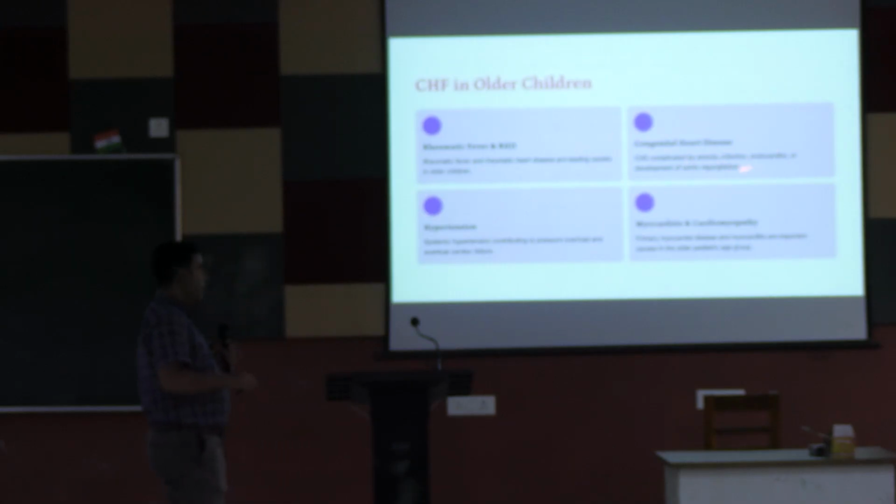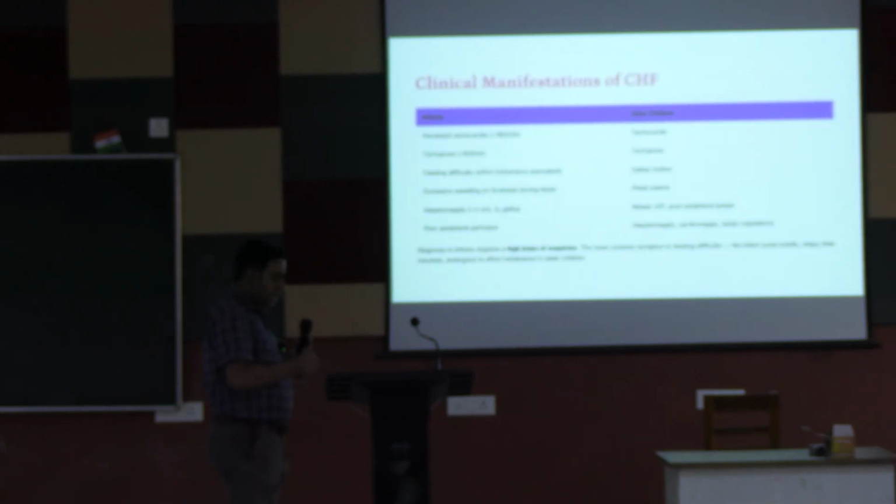complicated by anemia, infective endocarditis, hypertension, systemic hypertension contributing to pressure overload, and finally leading to cardiac failure. It will lead to left-sided heart failure, hypertension, and myocarditis and dilated cardiomyopathy. These are also causes of heart failure in later years of life, means 5 years, 6 years, like this. So, what will be the clinical manifestation of congestive heart failure?